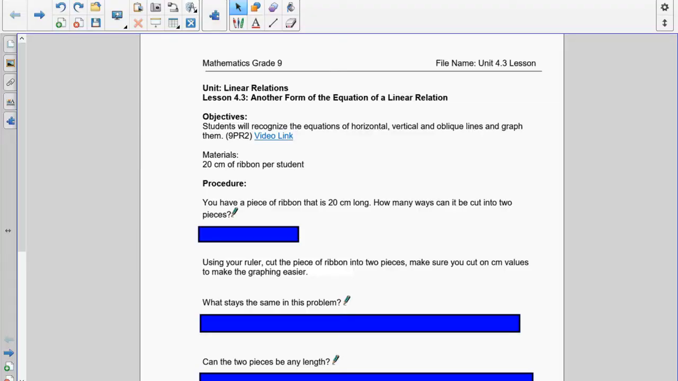Welcome to Lesson 4.3. As you go through high school, you're going to be introduced to many different forms of equations. In this lesson, we're going to look at some of the more basic ones that you are going to be introduced to in grade 9.